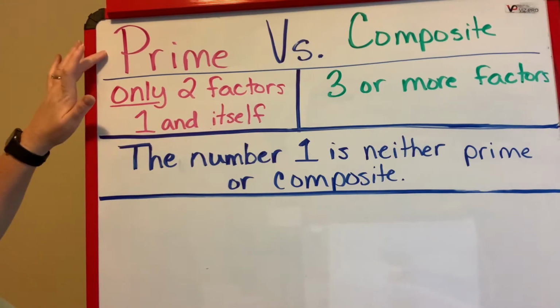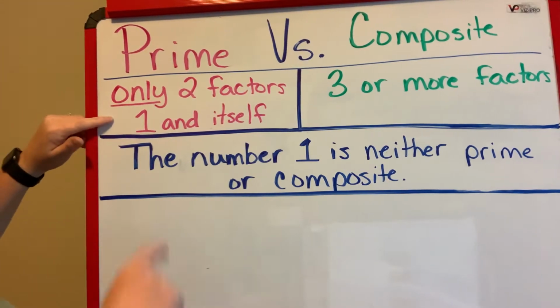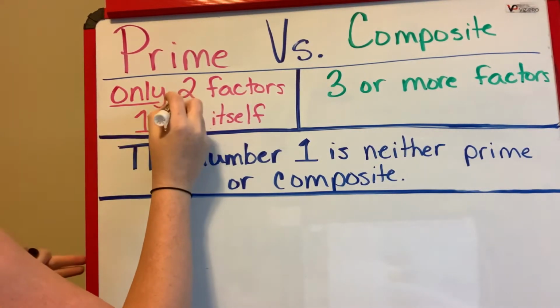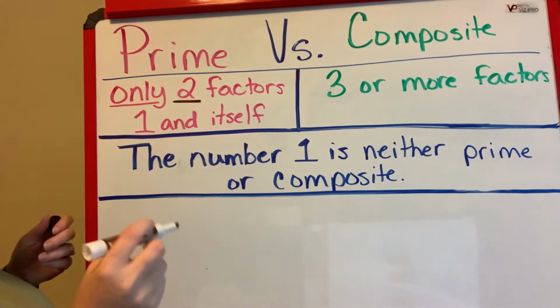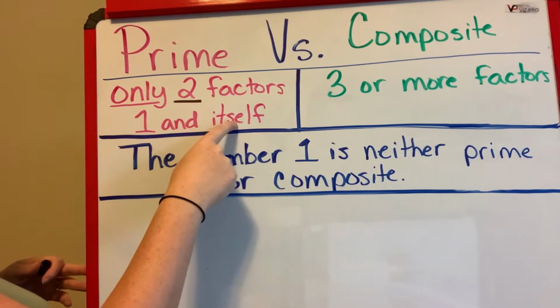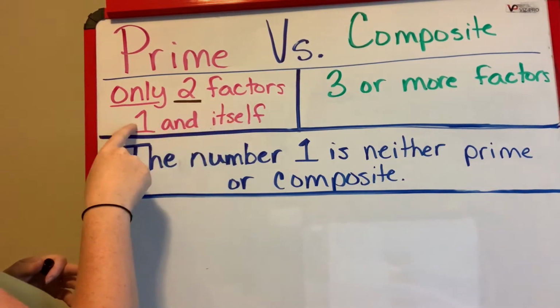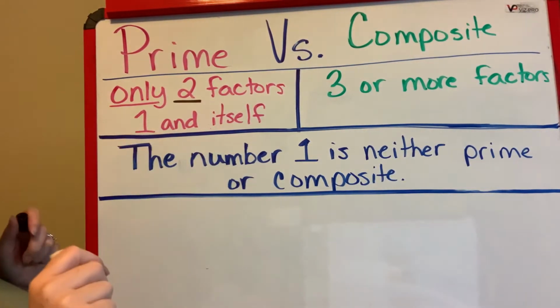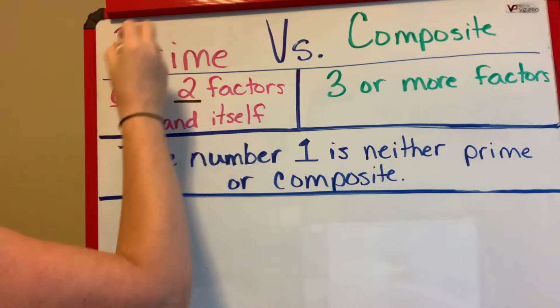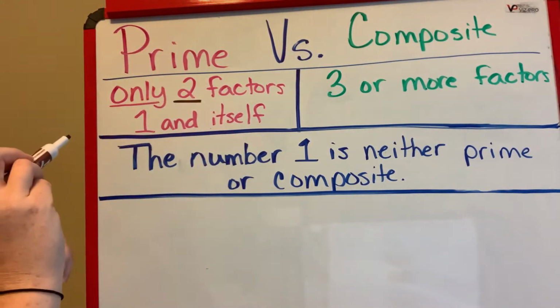So, prime numbers only have two factors. That's very important. They only have two factors. The factors are always going to be 1 and itself. So whatever the number is and 1 are the only two factors that it has. If that's the case, then the number is considered prime, okay?